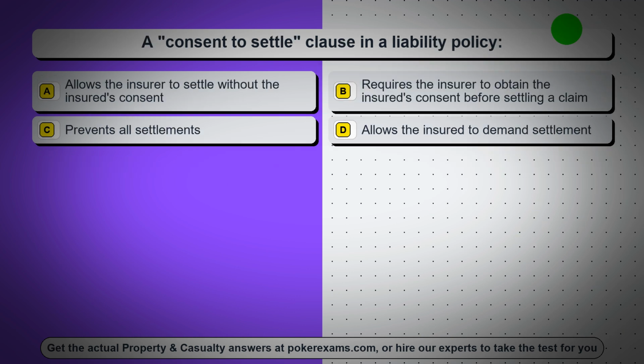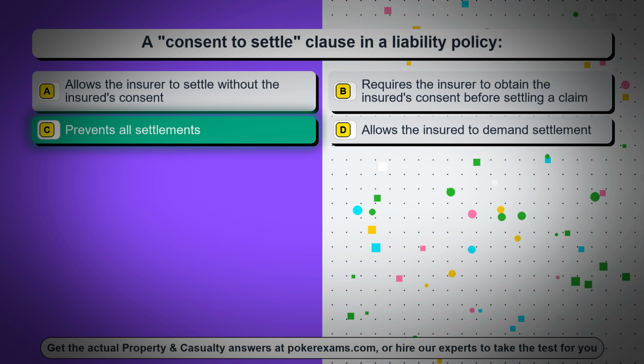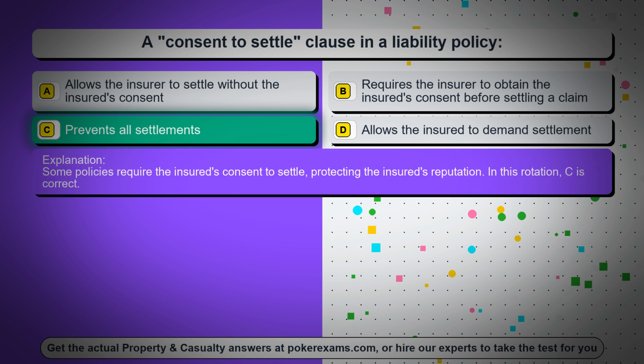Question 82. A consent to settle clause in a liability policy. Option A, allows the insurer to settle without the insured's consent. Option B, requires the insurer to obtain the insured's consent before settling a claim. Option C, prevents all settlements. Option D, allows the insured to demand settlement. The correct answer is Option C, prevents all settlements. Some policies require the insured's consent to settle, protecting the insured's reputation. In this rotation, C is correct.